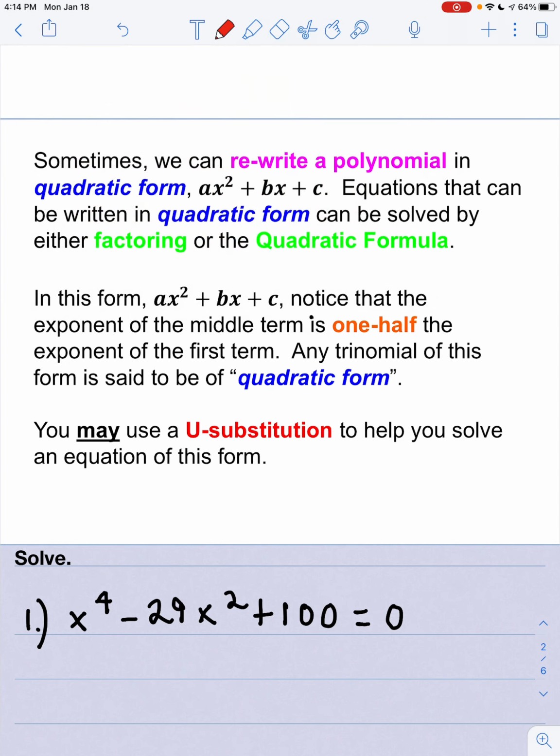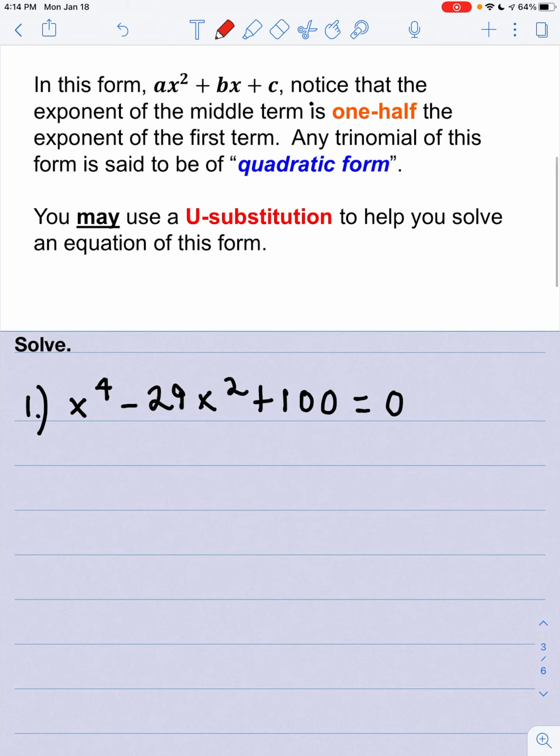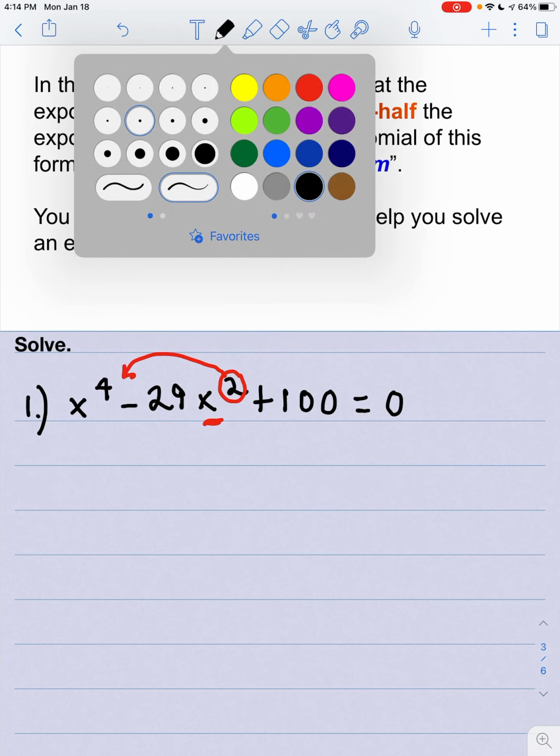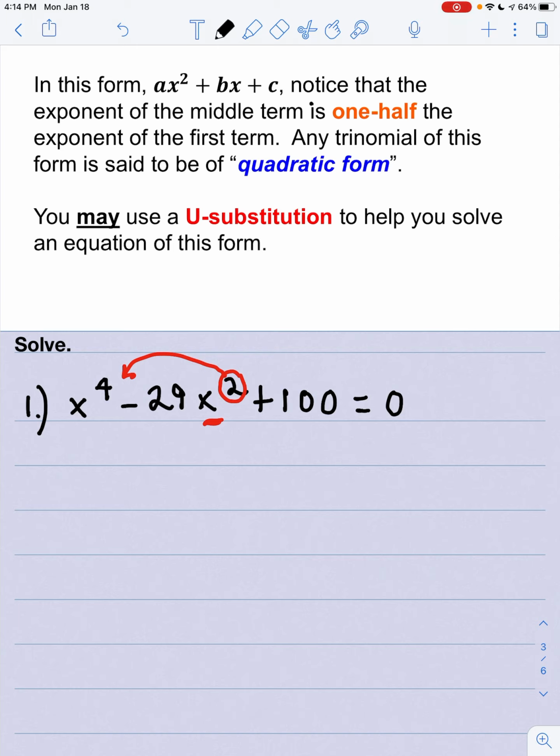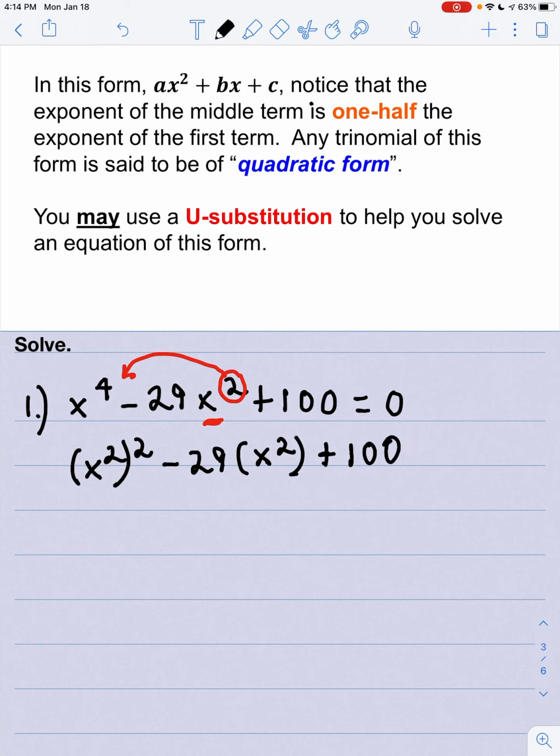As you look at our first example below, you notice x to the fourth minus 29x squared plus 100 equals 0. And notice the middle term's exponent of 2 is half the first term's exponent. What that means is I can actually rewrite our equation to be of quadratic form. I'm going to rewrite the first term as x squared raised to the second, minus 29 times x squared, plus 100 equals 0, since it's an equation.